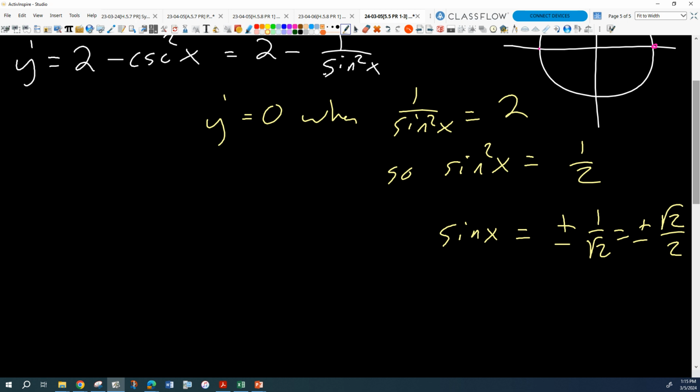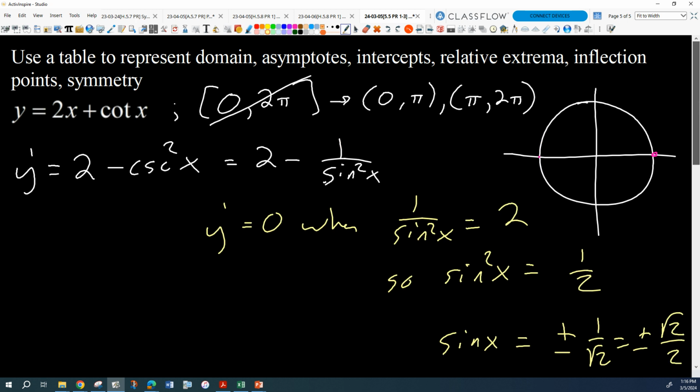So where on the unit circle do we get sine equal to plus or minus square root of 2 over 2? What angle do we associate that with? Pi over 4, exactly. So it's going to be positive and negative, so we get one there and one there. Those are the positive places where we get square root of 2 over 2. Here would be the negative places. So between 0 and 2 pi in our domain, what would those places be? Pi over 4, 3/4 pi, good, 5/4 pi, 7/4 pi, good. Okay, so those would be our critical numbers.